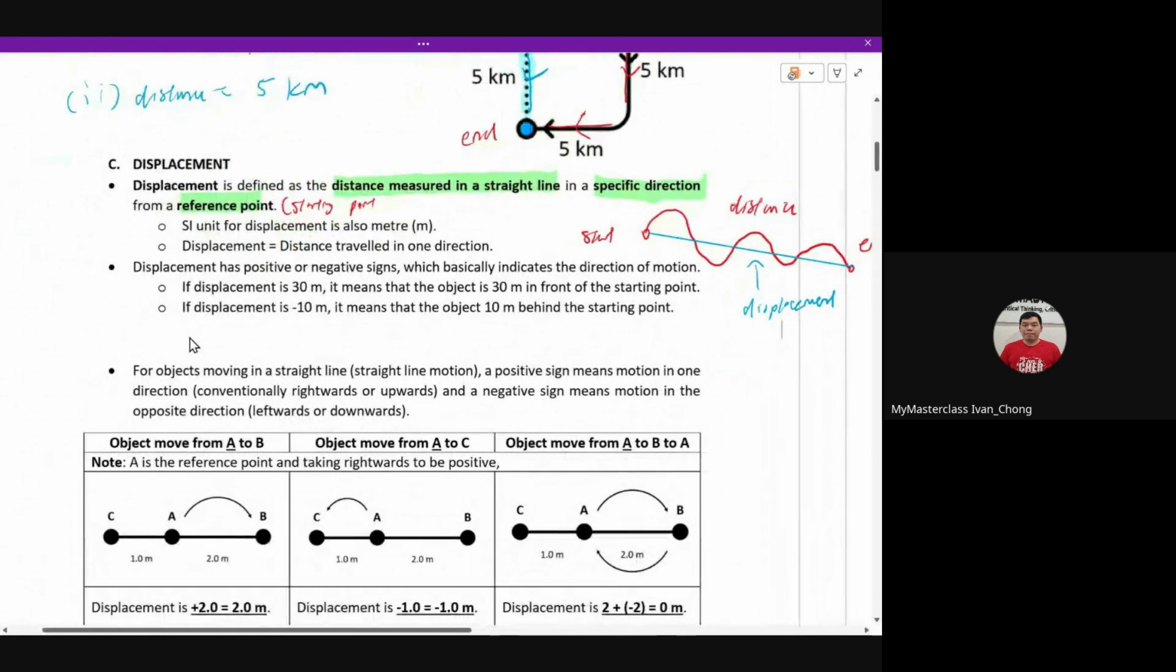In most cases, we're actually just moving in 2 directions, forward and backwards, left and right. So we will have what we call your positive and negative signs. If your sign is negative, it just means that you're moving in the opposite direction. So you can see in the example here, if you have a positive 30 meters, it's 30 meters in front. But if you have negative 10 meters, what does it mean? It's 10 meters behind. So your plus and minus signs basically just tell you the direction. Am I moving in the positive direction or am I moving in the negative direction?